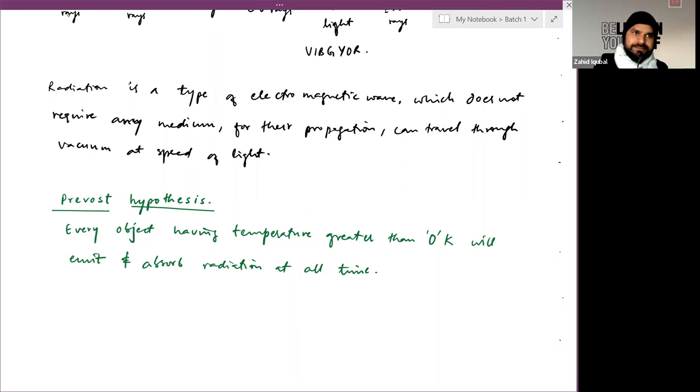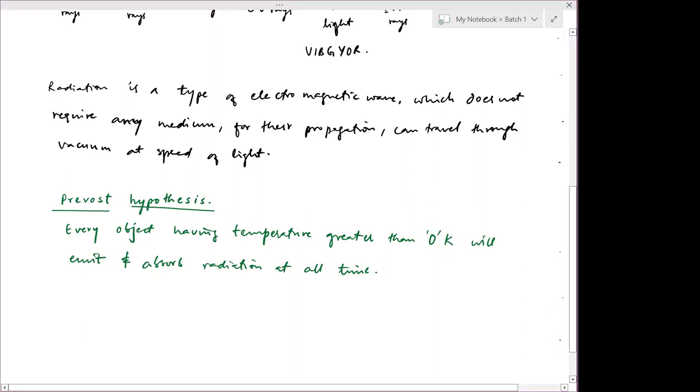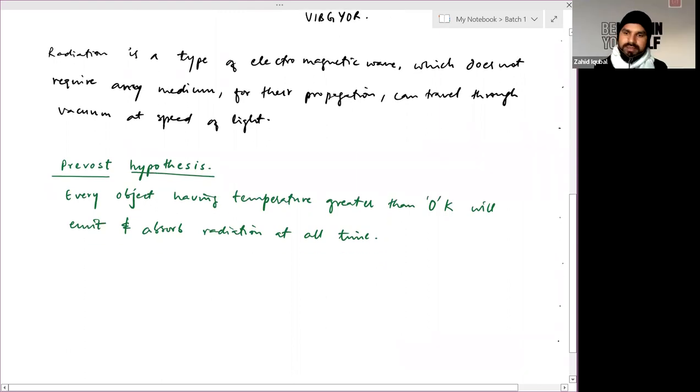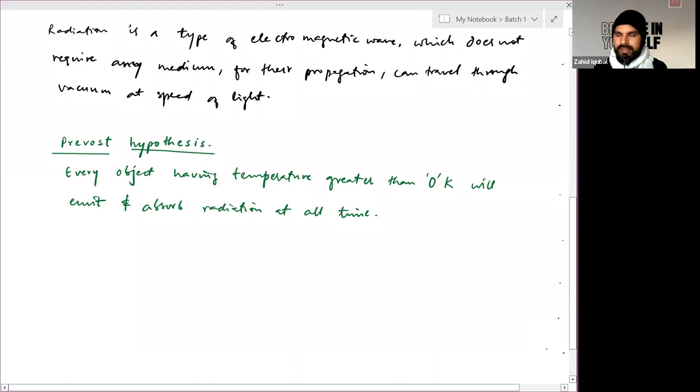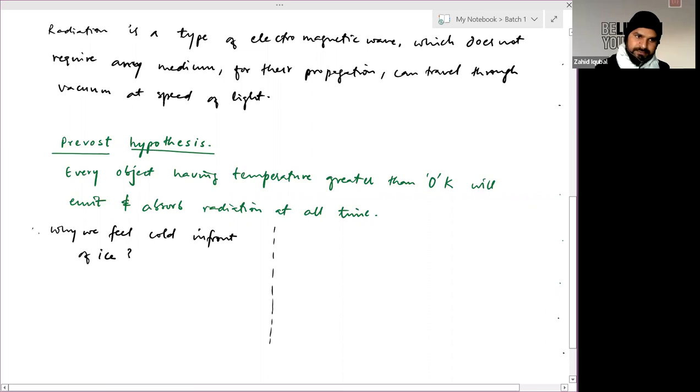Hamza, any doubt? No, sir. So related to this part, you'll be asked why we feel cold in front of ice and hot in front of fire. First question will be why we feel cold in front of ice, and similarly why we feel hot in front of fire.